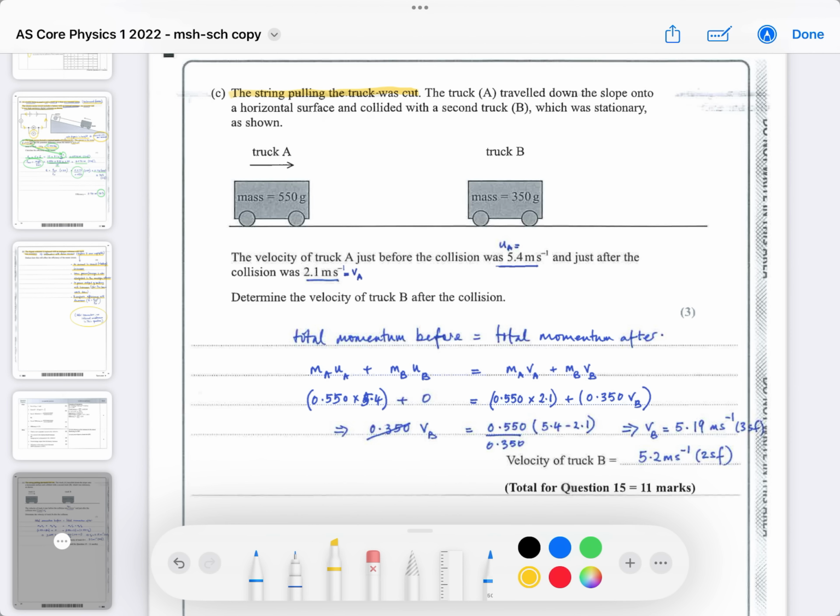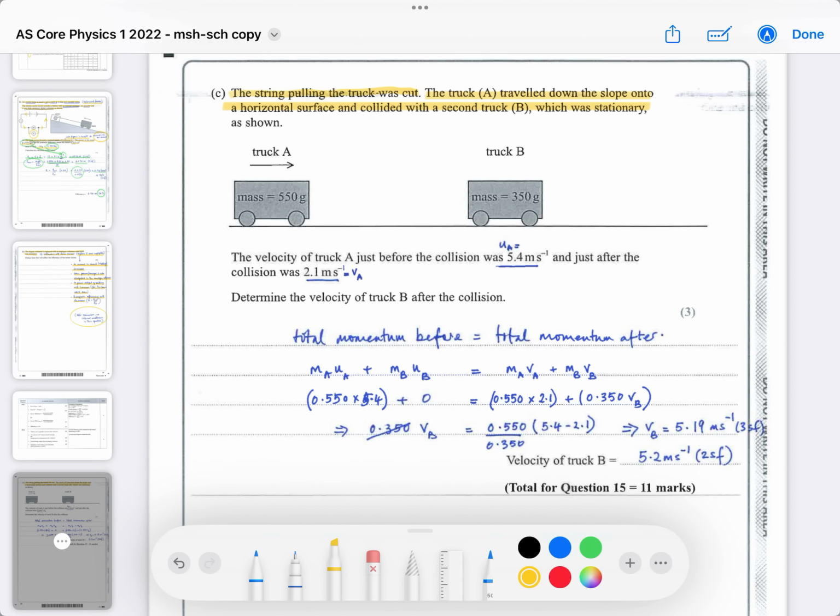Okay, the string pulling the truck was cut. So if that happened, where was the truck? It was going up the slope. The truck A then travelled down the slope again, onto a horizontal surface and collided with the second truck B, which was initially stationary.